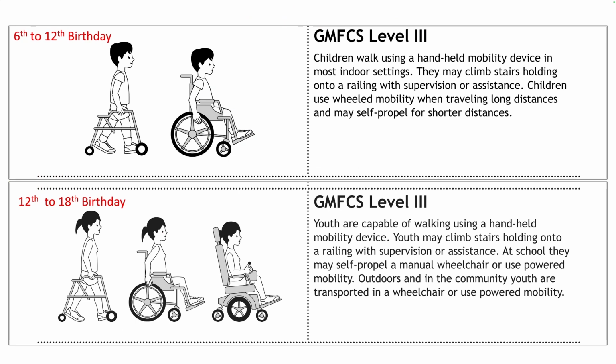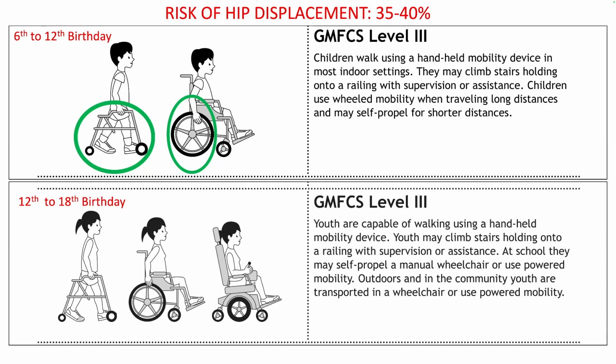GMFCS level 3 represents a child who requires a handheld assistive device for mobility for most indoor settings. They might be able to climb stairs with assistance, and they may use wheeled mobility for longer distances. In lower resource settings, these children might present as having limited walking without someone helping them or without holding onto objects around them, but they might be reported to be able to crawl or mobilize on the floor without help. This level is associated with a moderate risk of hip displacement, occurring in at least 1/3 of these children.